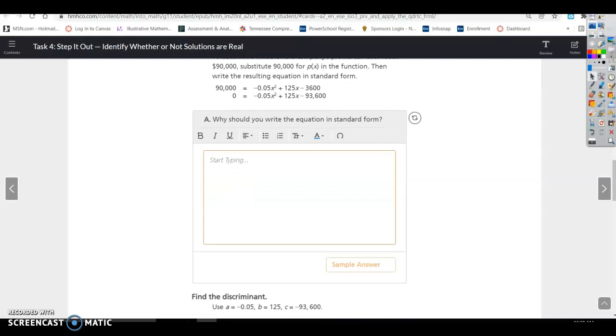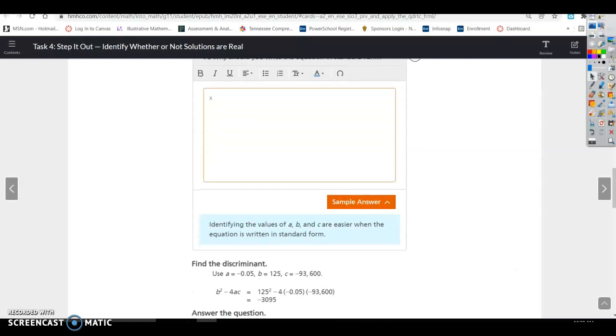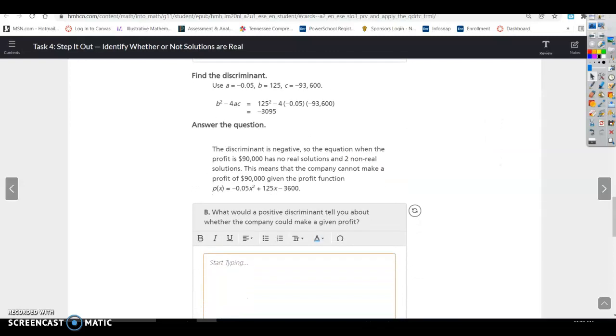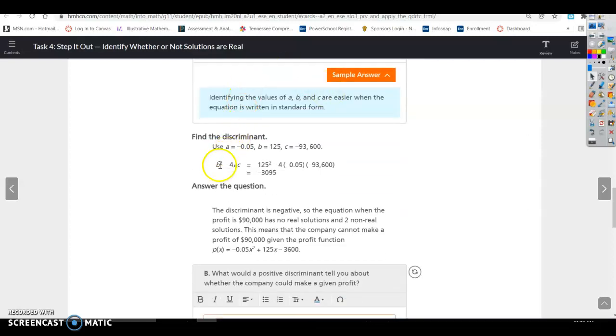All right, so it says, why should you write it in standard form? It says identifying A, B, and C is easier when it's in standard form. All right, so it says find the discriminant. So we use A, B, and C from the equation right here. Okay, so we plugged in 90,000 for P of X, or our Y value, but then we subtracted, and that's how we got the 93,600 here for C.